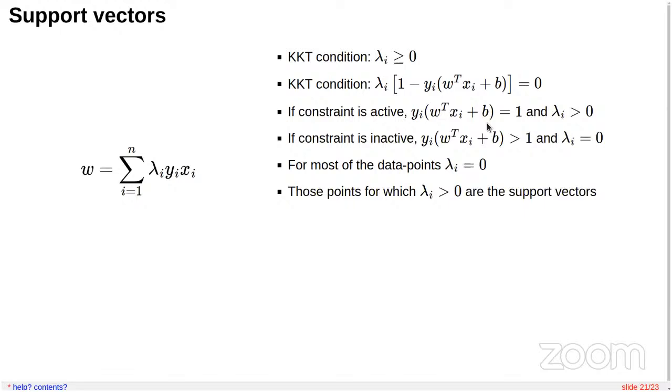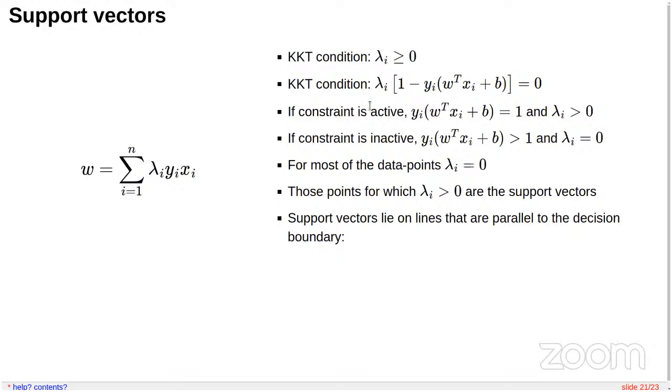All those points on the boundary are called support vectors because they in some sense support, or lend their support, to form the weight vector. It is because of these non-zero lambdas that you are able to form the weight vector. Okay, did you understand the last two points?